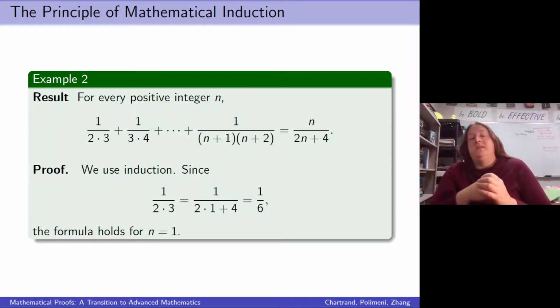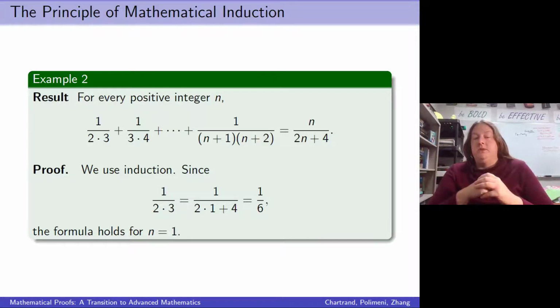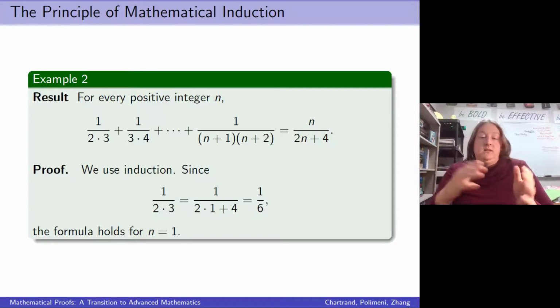Let's take a look at another example of this. So I have, for every positive integer n, I want to show 1 over 2 times 3 plus 1 over 3 times 4 plus all the way up to 1 over the quantity n plus 1 times the quantity n plus 2 is equal to n divided by 2n plus 4. Now, we can see the pattern happening in our denominator, and when they write it out this way, it helps us see that pattern happening.